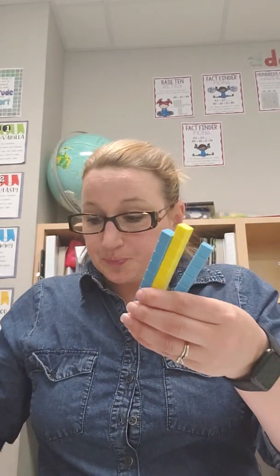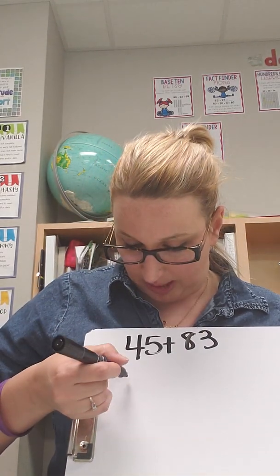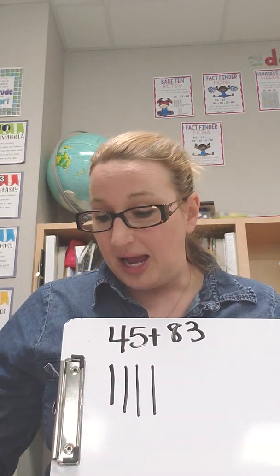With base 10 blocks, we represent tens by using rods. I'm going to show you an example of a rod. A rod is represented by just one of these. This represents 10. So this would be 10, this would be 20, 30, and so on. So in the number 45, we would have 4 rods, and I would represent that by drawing 4 lines. And then the 5 is in the ones place, and that would be represented by a unit.